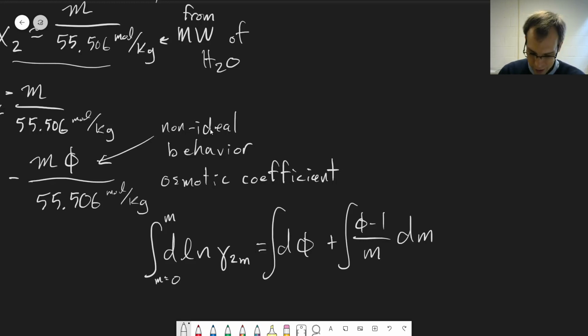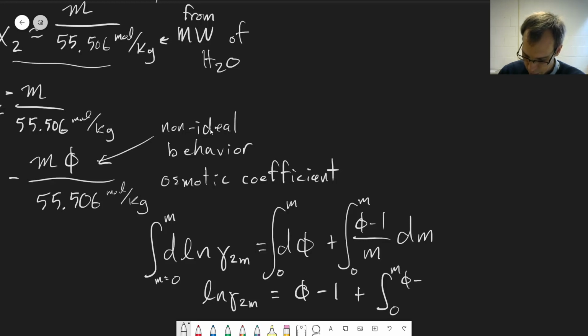But we'll get that log of gamma to m is equal to phi minus 1, because when m is equal to 0, phi is equal to 1, plus this integral on the right here. So 0 to m, phi minus 1 over m dm.